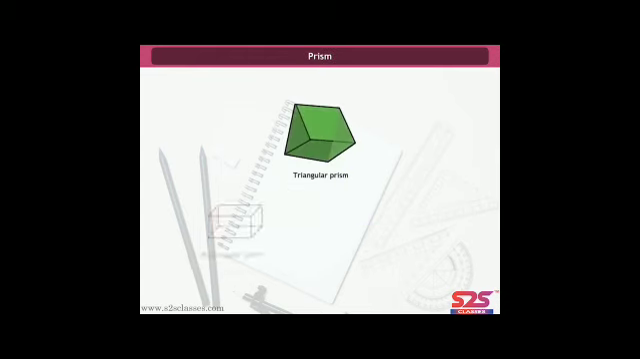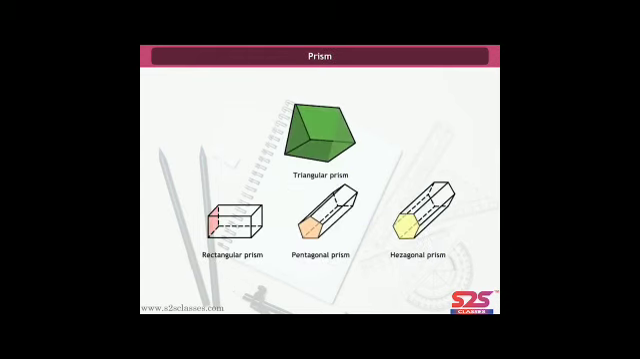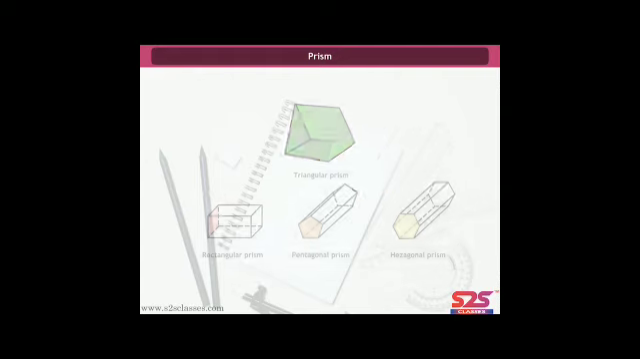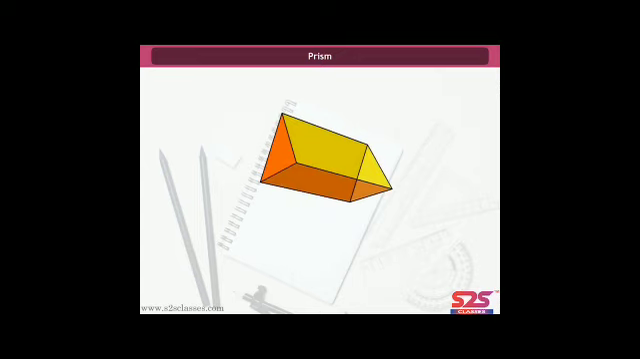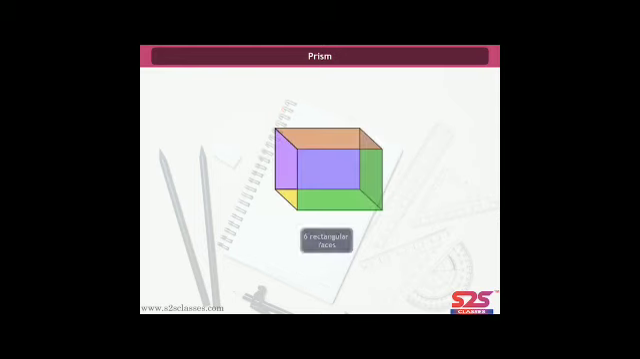Prism. A prism is a shape with 2 identical bases and the other faces are parallelograms. For example, a triangular prism has 5 faces, 2 triangular faces and 3 rectangular faces. It has 9 edges and 6 vertices. In a rectangular prism, there are 6 rectangular faces. It has 12 edges and 8 vertices.